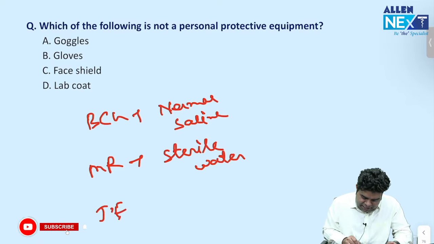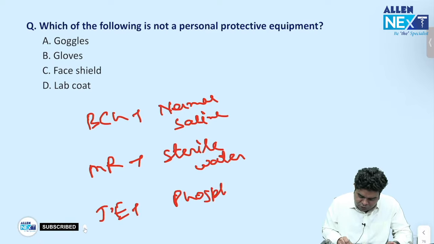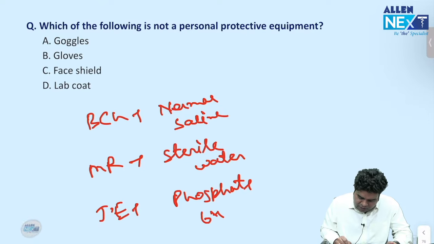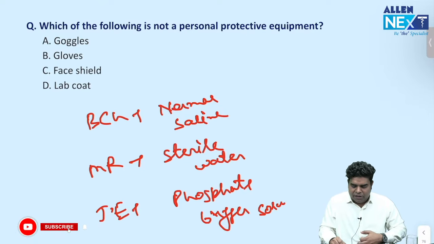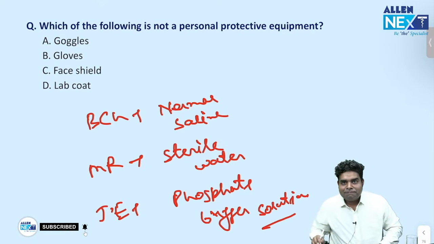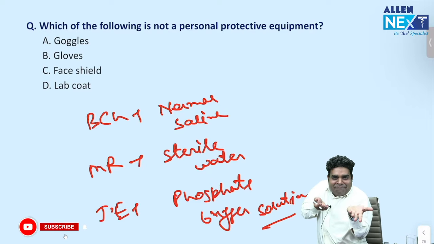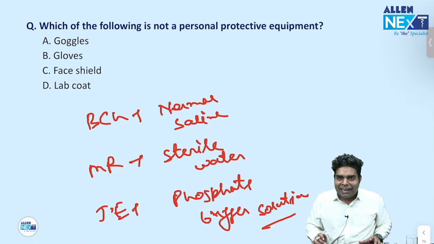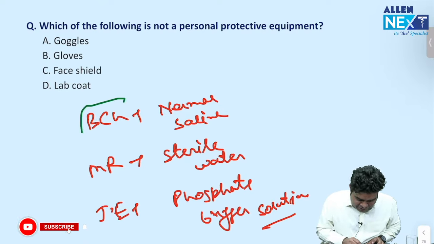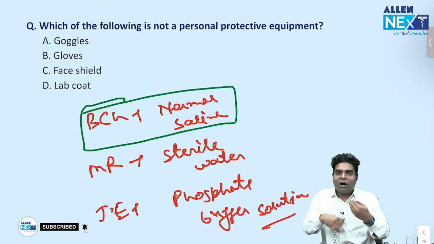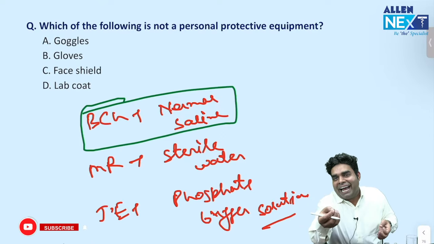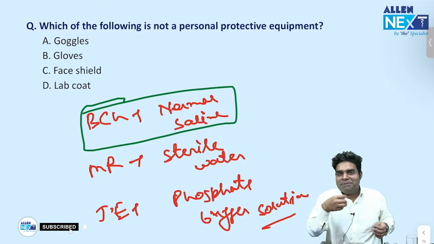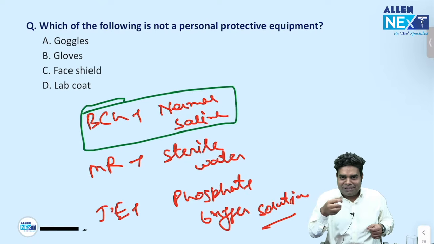And JE is phosphate buffer solution, three diluents are there. Now the question is how to remember it and not forget during the exam. Very simple. As soon as a child is born, we want to make their life a bit salty, and the first vaccine we give is normal saline. At birth we give BCG to make life salty, the normal saline.